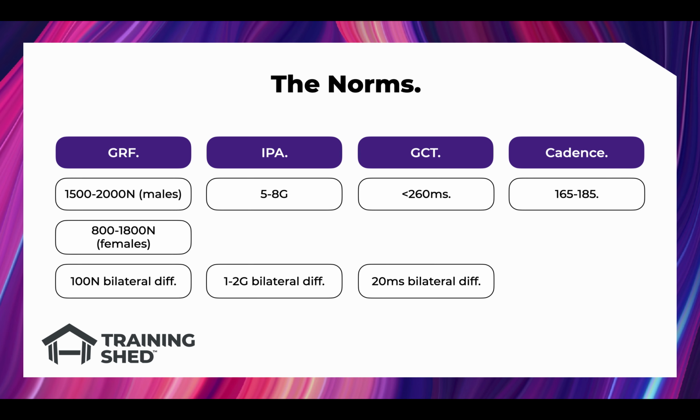So the normative data then. We've got the 4 parameters we've just discussed. We've got ground reaction force. For males, normative data here runs between about 1500 to 2000 newtons. For females, it's slightly less, 800 to 1800 newtons. And we can expect a bilateral difference of about 100 newtons. Initial peak acceleration, here we've got a normative value between 5 and 8 Gs. Foot striking patterns and surfaces will influence these, and we'll talk about that in the slides coming up. And with this, we're also looking at a bilateral difference between 1 to 2 Gs.